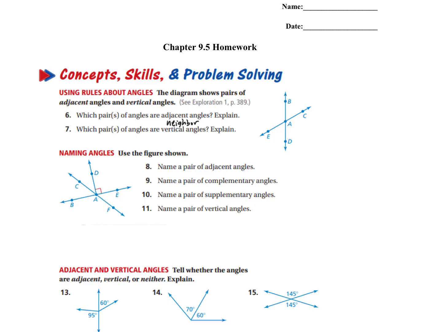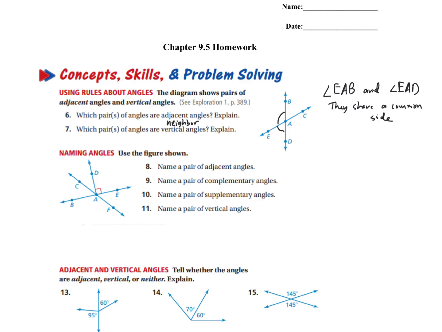I can pick really any one of these angles. Let's say I pick this one. So I could say that angle EAB. And then I have to just pick one that's right next to it or share a common side. I'm going to pick this one down here and say that angle EAD. And those are adjacent. And why? Because they share a common side. That's all I need.